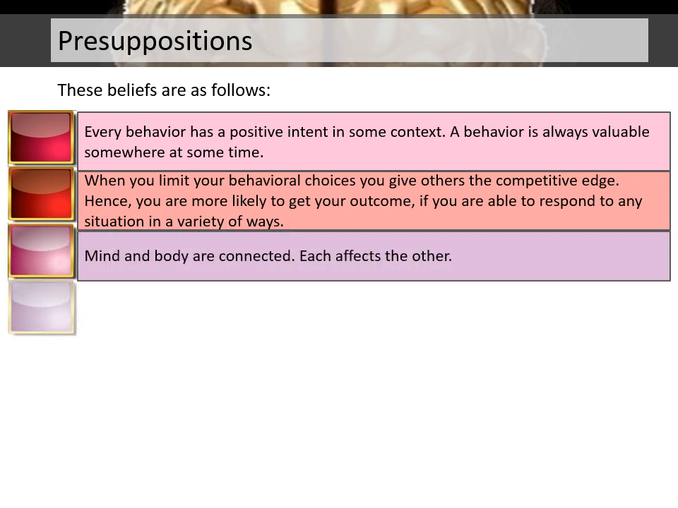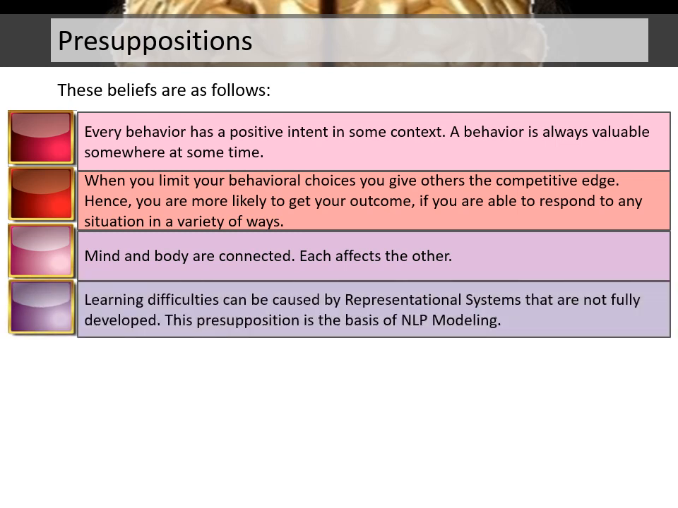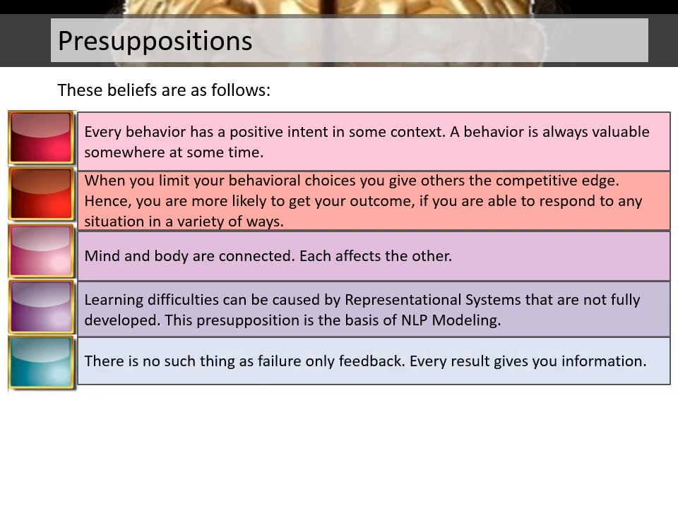Each affects the other. Learning difficulties can be caused by representational systems that are not fully developed. This presupposition is the basis of NLP modeling. There is no such thing as failure, only feedback. Every result gives you information.